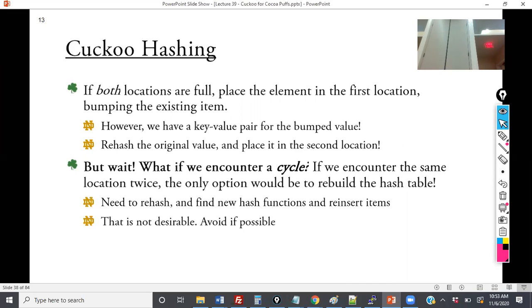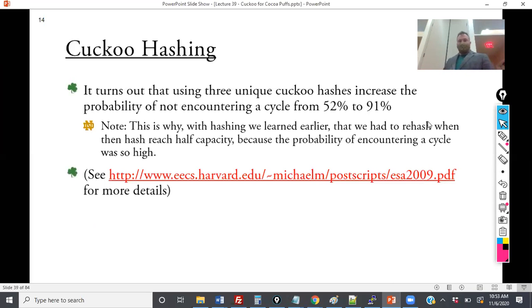So what I'm saying here in the slide is that if both locations are full, we would bump the key-value pair. But if we keep going back and forth and encounter the same location twice, that's when we would need to resize and rehash the table. If we get to a situation where we can't go through and it just gets locked, then we would rehash.